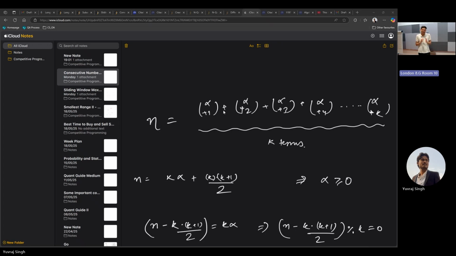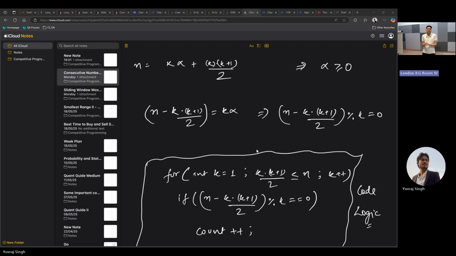So n can be written as the summation of these k terms, and the value of alpha can be any non-negative integer, basically from 0 till infinity. In that case, this would be a summation of k consecutive terms. So n can also be written as k times alpha plus k into k plus 1 by 2. This k into k plus 1 by 2 came from the summation of the integers from 1 to k.